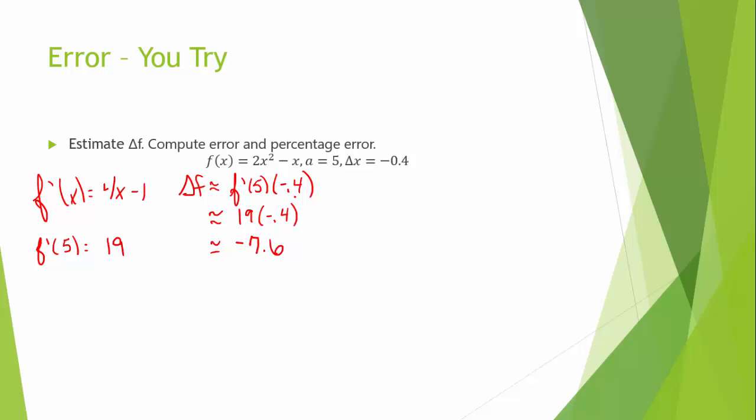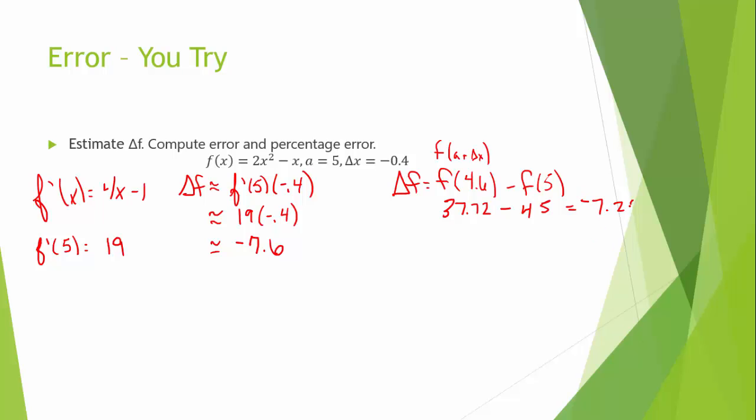So now we want to get the actual value so that we can figure out what the percentage error will be. So the real delta f is going to be f of 4.6, because that's going to be f of a plus delta x, minus f of 5. If we put in this function and we do f of 4.6 in our calculator, we're going to get 37.72, and then f of 5 will be 45. So the actual value is 37.72 minus 45, which is negative 7.28.